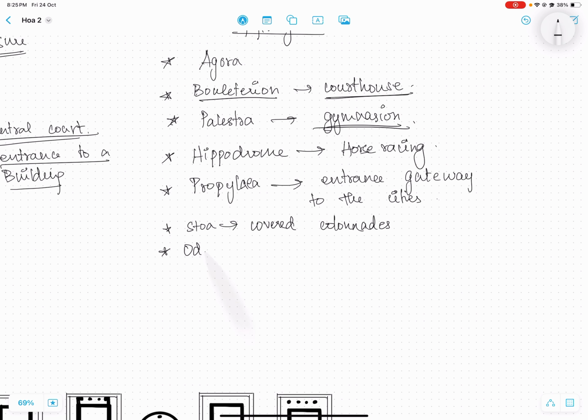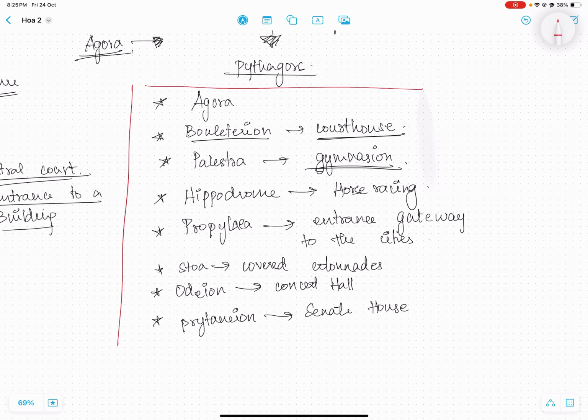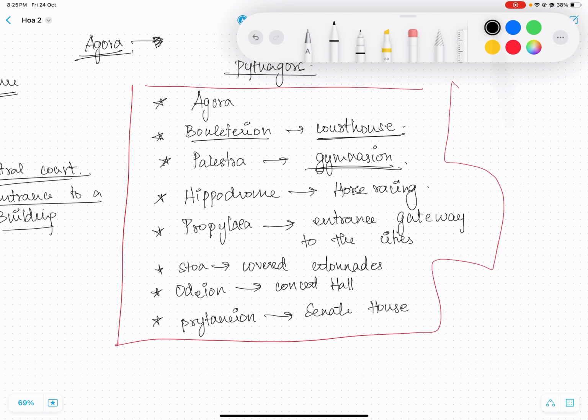Then they had Odeon, and it was a concert hall. And they had Prytaneum, which was the Senate house. So these are some of the important terminology of Greek architecture.